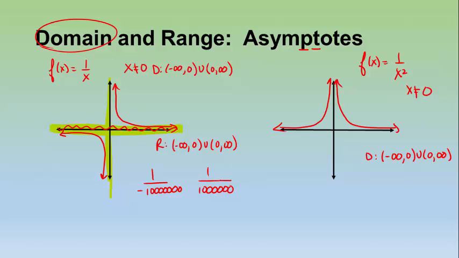I have absolutely nothing below my x-axis. My y values actually do not go below this axis, which means that my range is going to be slightly different. My range is from 0 to positive infinity. And I'm not including 0 because, as we know, no matter what number we put there, I'll never have a fraction that equals 0. Okay, so my range in this case is from 0 to positive infinity.